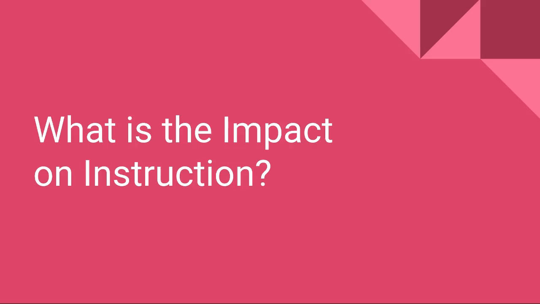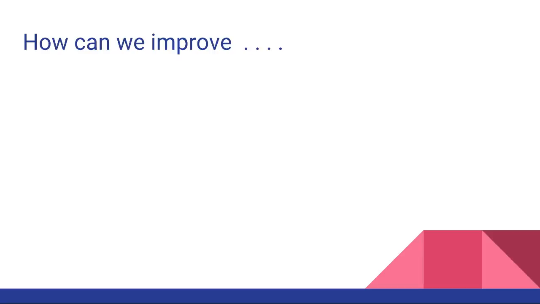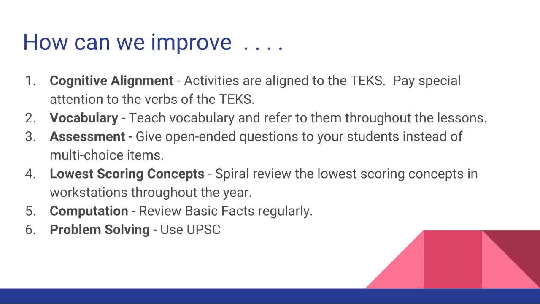So what is the impact on instruction? Some things that you might consider on how we can improve are whenever you select an activity, look at the cognitive alignment. Look at the text and pay special attention to the verb. If it says represent, we need to make sure that the activity is doing some type of representation. Also, vocabulary. Teach your vocabulary and refer to them throughout the lessons. Do some interactive activities with vocabulary. This could be a workstation.